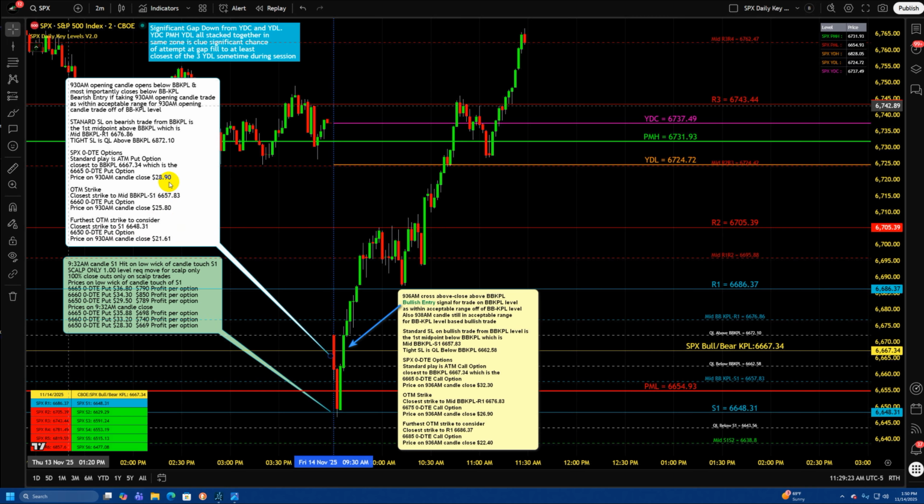It's important to note that these options are more expensive than they would usually be due to the severe gap down we had and the increased volatility and the increased implied volatility on the options today. In a more normal volatility environment, these would be priced less.